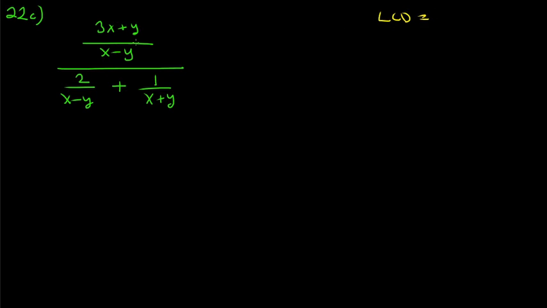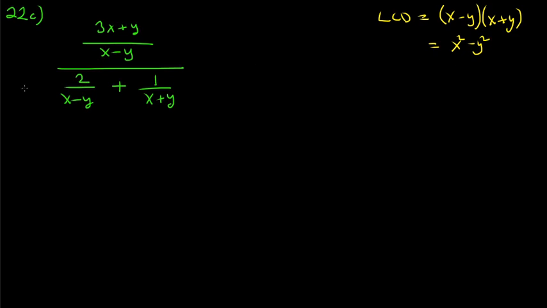Our LCD has to include this x minus y, same as this, and it also has to include x plus y. So it's just going to be x minus y times x plus y, which is x squared minus y squared, but let's not do that just yet.